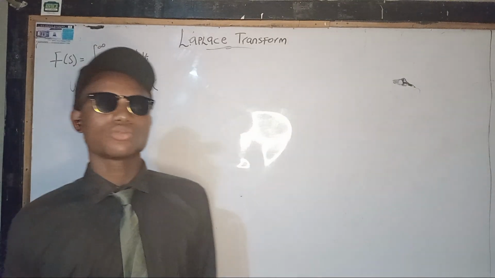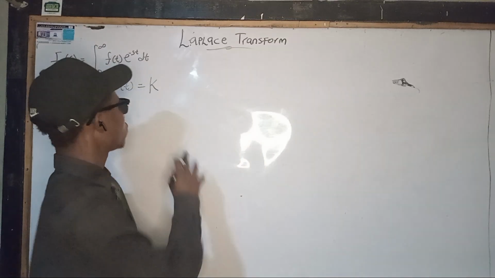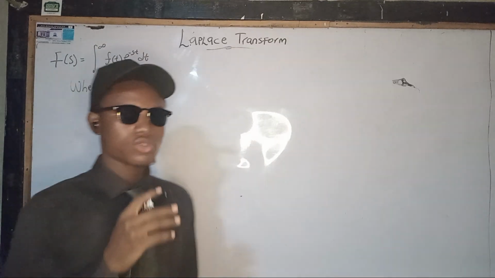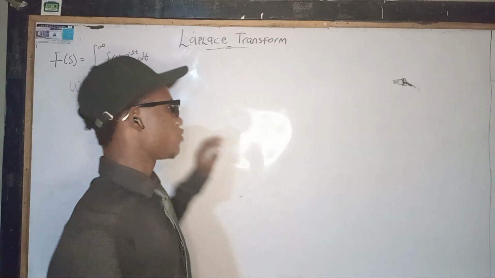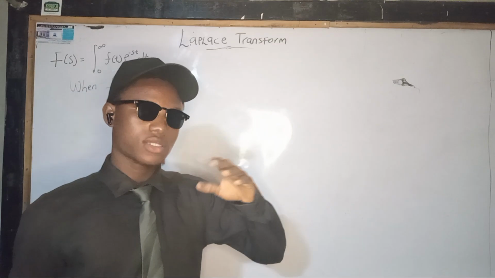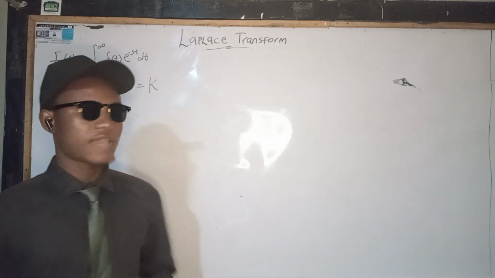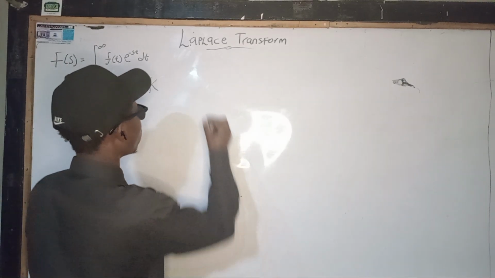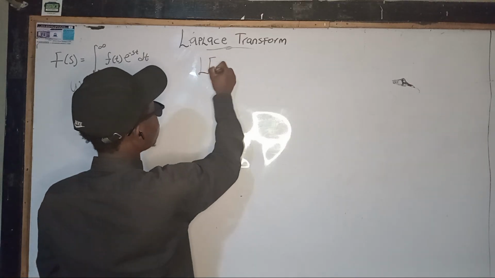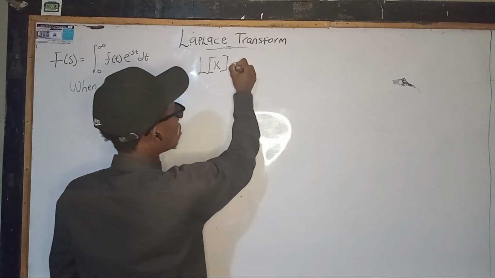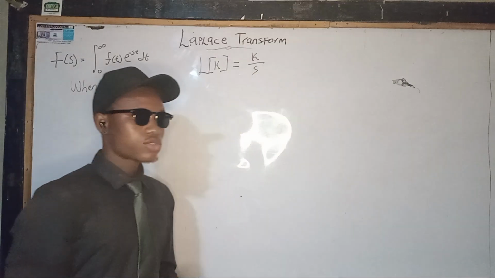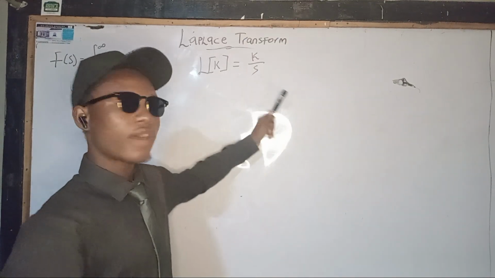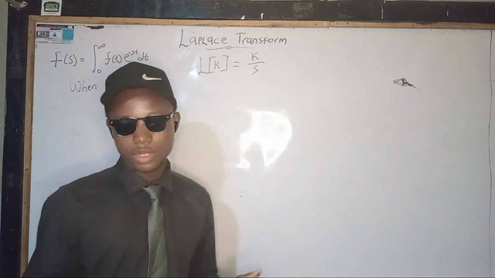So welcome back to my YouTube video, and now I'm going to be talking about how the Laplace transform of a constant, when the function of time is a constant, was derived. As we know, the Laplace transform of a function k, you might have actually seen it as k over s. So now, how was k over s derived? That is what we are going to be talking about in this video.